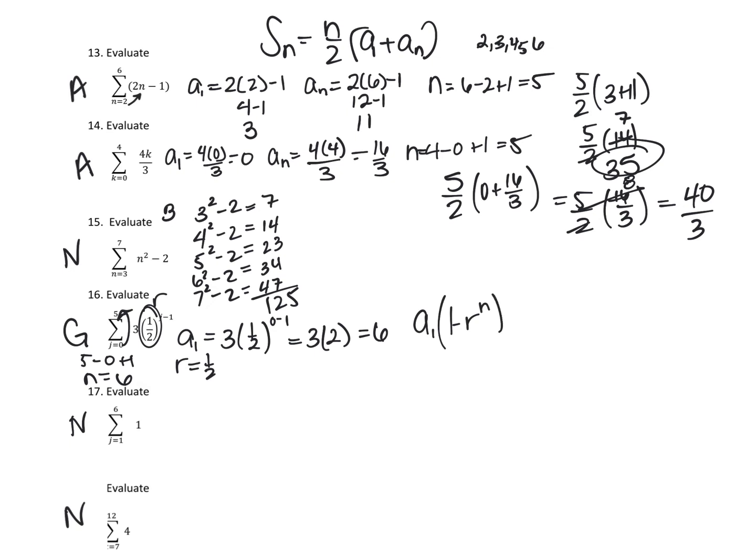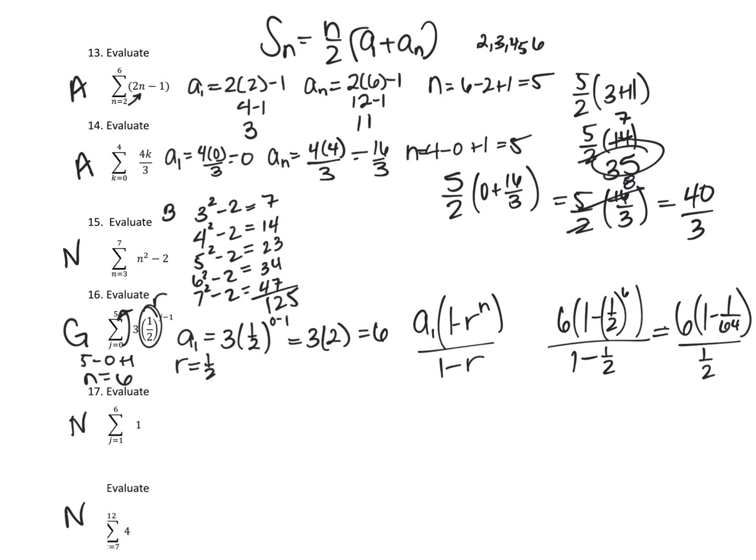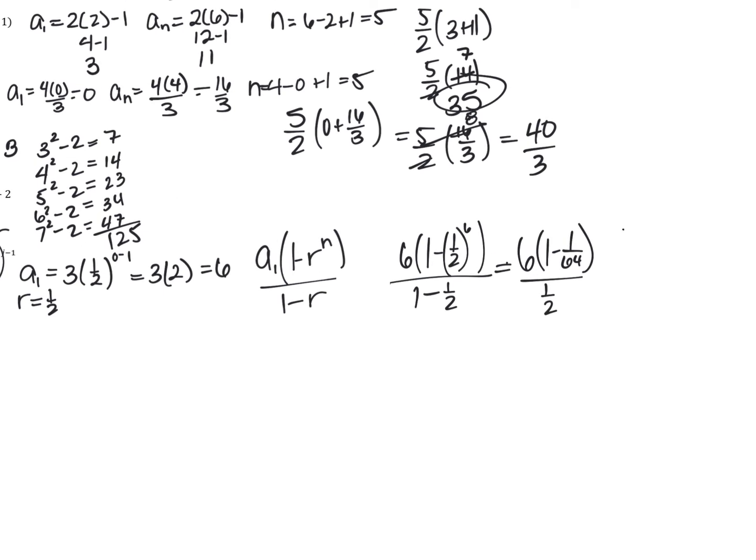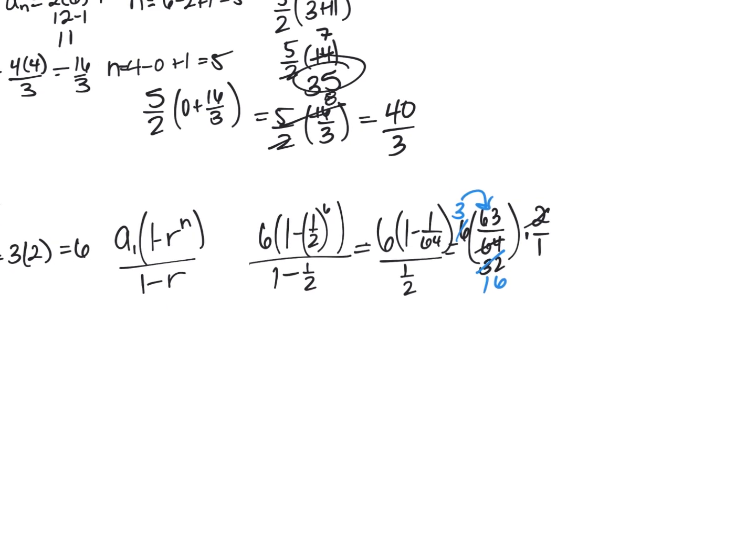I like the a1 times 1 minus r to the n over 1 minus r equation, especially when r is a fraction. So I have 6 times 1 minus 1 half to the 6th over 1 minus 1 half. And that's 6 times 1 minus 1 over 64 over 1 half. And that is 63 over 64 times the 6 and times the reciprocal, 2 over 1. So now 2 goes into 64 32 times. And 6 divided by 2 is 3, and 32 divided by 2 is 16. Now we'll do the 3 times the 63. That gives me 189, right? 3 times 60 is 180, 3 times 3 is 9, so 189 over 16.